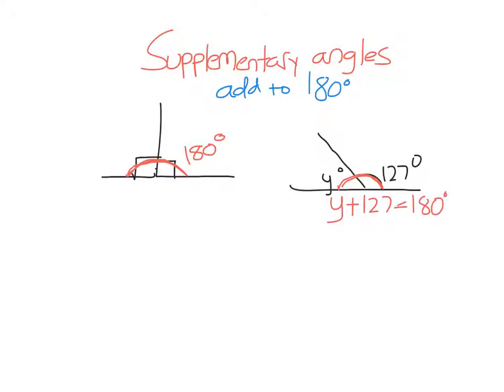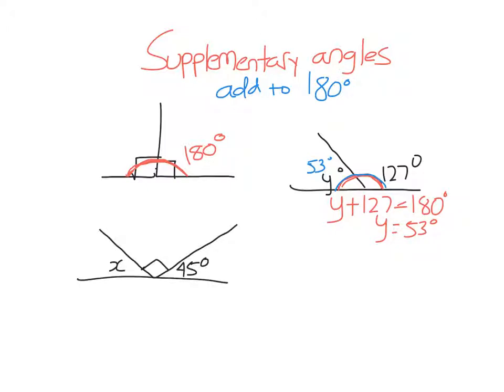So you say, how much do I need to get from 127 to 180? Of course, if you don't know off the top of your head, you just do 180 minus 127. Y would be 53 degrees, because 53 plus 127 makes up 180, or a straight line. So let's look at this example here.